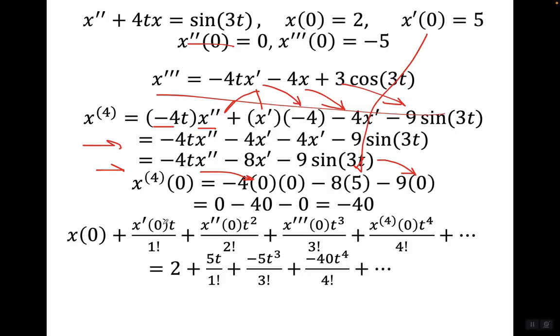X of 0 plus x prime of 0, t over 1 factorial plus blah, blah, blah. X of 0 is 2. That was something we were told earlier. X prime of 0, that's going to be 5. So we have 5t over 1 factorial. X double prime of 0, I'm sorry, x double prime of 0 is 0. X triple prime of 0 is going to be negative 5. So we have negative 5t cubed over 3 factorial, and the fourth derivative of x at 0 is going to be negative 40. So this is what we end up with.